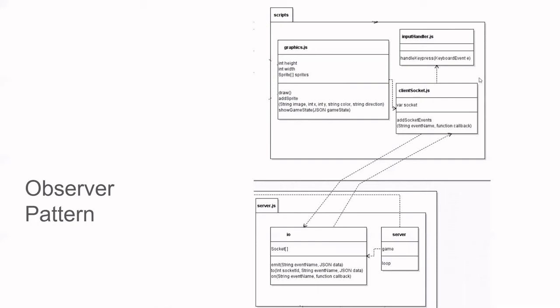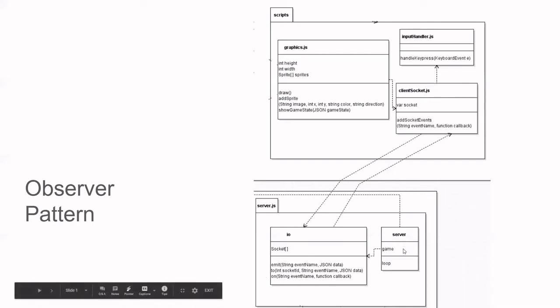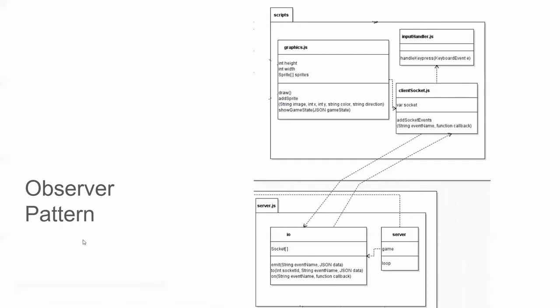We are listening for those keyboard events in a custom class called input handler, and then we're handing those keyboard events to the client socket so that it can emit events like turn snake or start game. And then that passes from the client socket to the IO object, which can then pass it to the game and make the game logic happen. So that's a very brief overview of how we're using the observer pattern in this game.